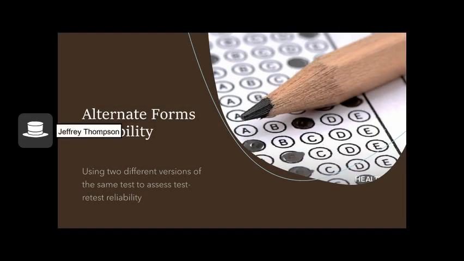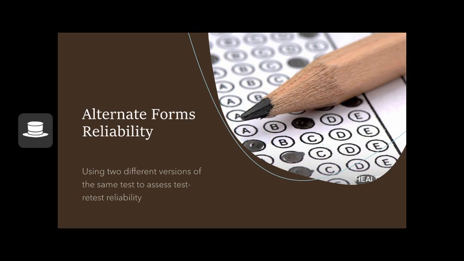There's also what's called alternate forms reliability. Sometimes you'll have a professor who has different forms of the same test, and you would hope that regardless of what test you get, you're going to get a comparable score. So if one version of the test is significantly easier than another version, then that's not a reliable test. If I get a B on one version of the test, I should be able to get a B on another version of the test.